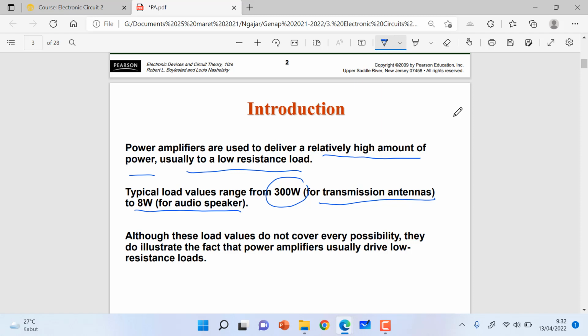The power amplifier has to deliver, for example, 300 watts to 8 watts to the load in the transmitter antenna and also the audio speaker.